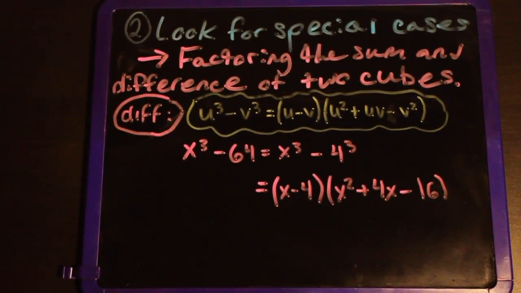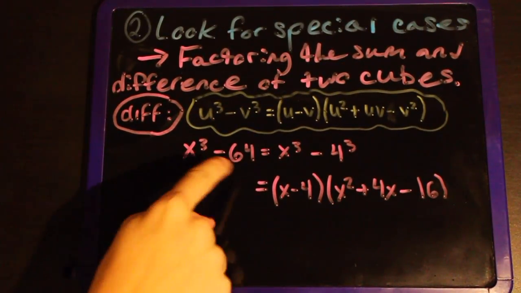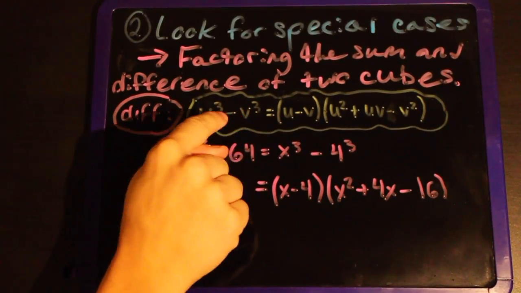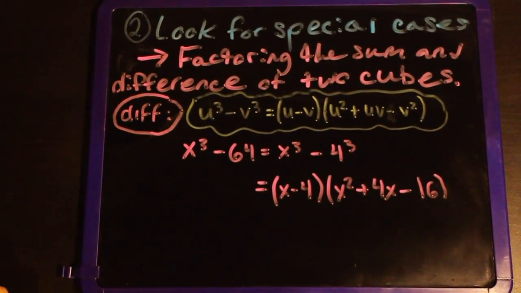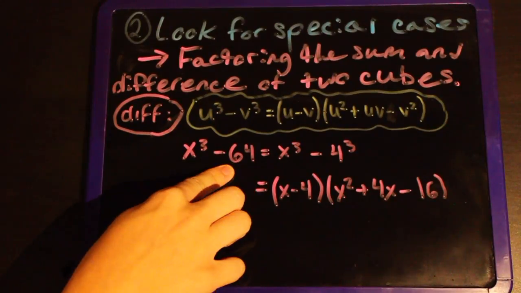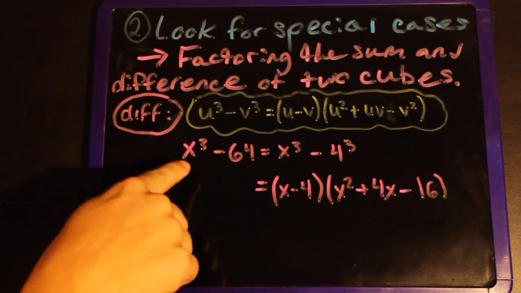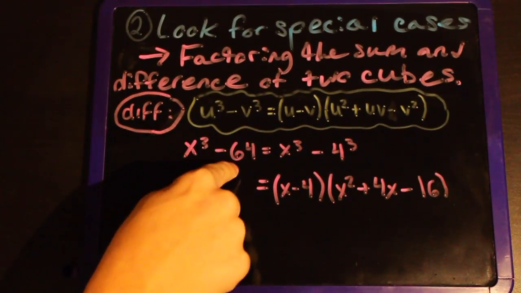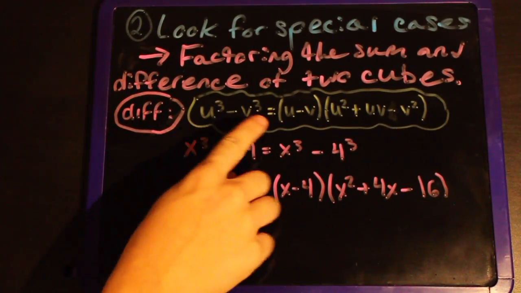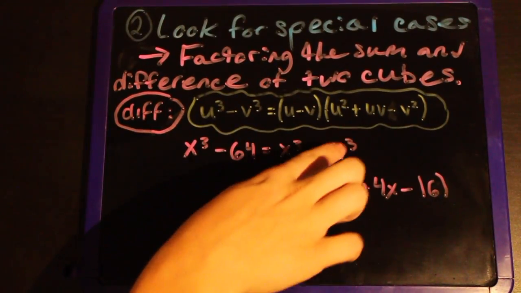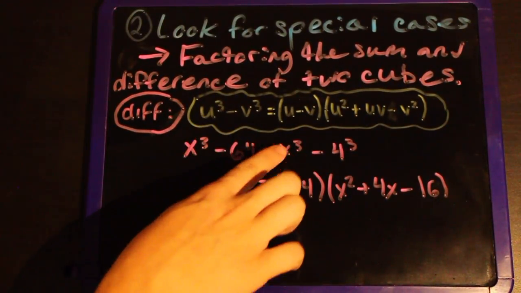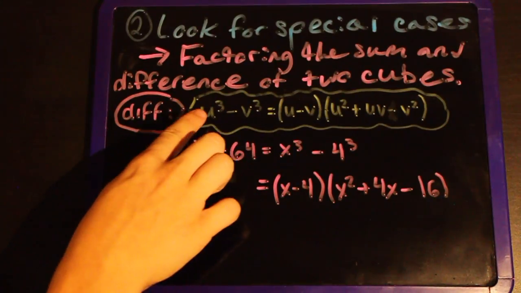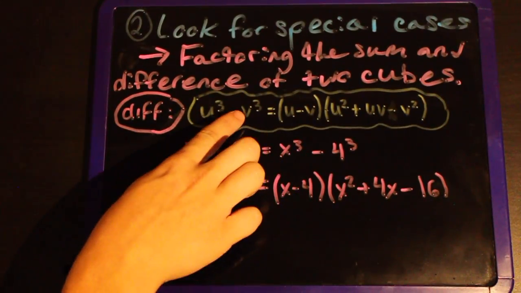So the next special case we'll be looking at is factoring the difference of two cubes. And the way that we're going to know that our polynomial is a difference of cubes is we have a minus sign instead of a plus. So when we look at our polynomial right here, we can see that we have two cubes, x cubed, and then we have 64, which is 4 cubed. Now we can break 64 down into 4 cubed just like this, and now we have x cubed minus 4 cubed, so our u is x and our v is 4.